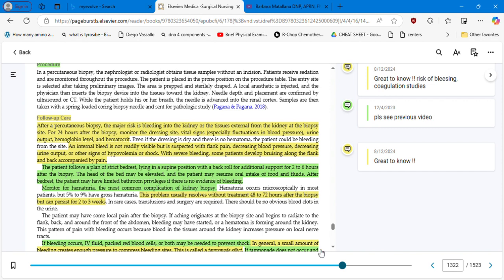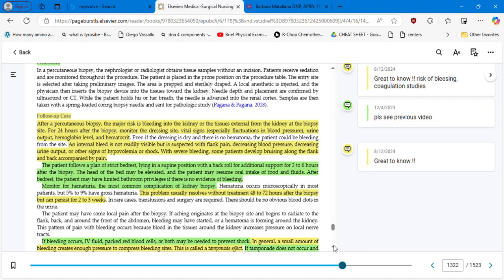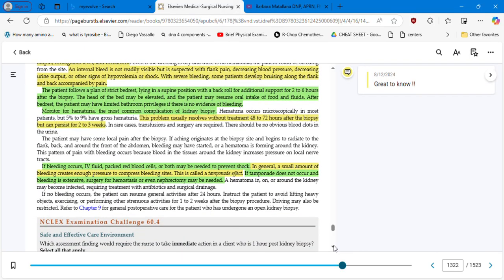You have to monitor for hematuria. The most common complication of kidney biopsy, and that's good to know. This problem usually resolves within 48 to 72 hours after the biopsy, but can persist for 2 to 3 weeks, depending on the amount of bleeding, the character of bleeding.